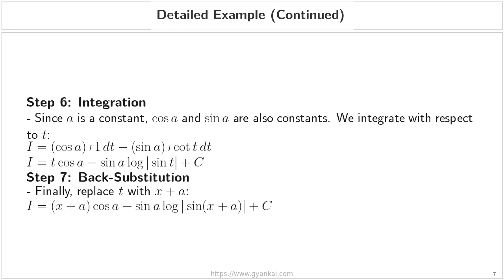Now this is a step students often miss. We need to express our answer in terms of our original variable, which was x, not t. Remember our substitution? We define t as x plus a. So, we simply replace every instance of t in our integrated expression with x plus a. This gives us x plus a multiplied by cosine a minus sine a multiplied by the natural logarithm of the absolute value of sine of x plus a, plus c.